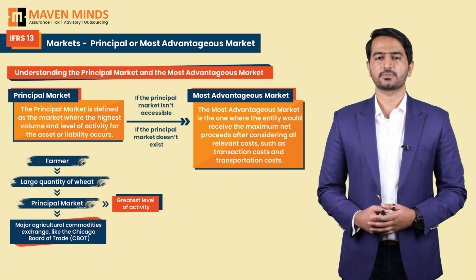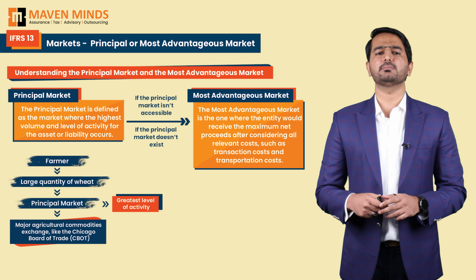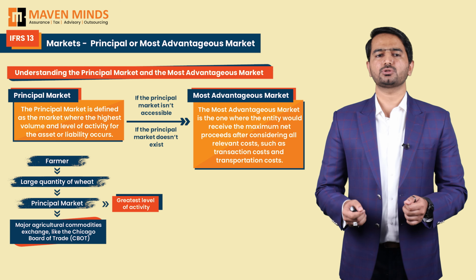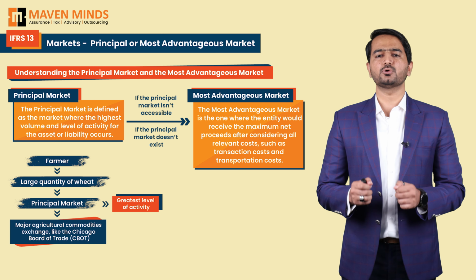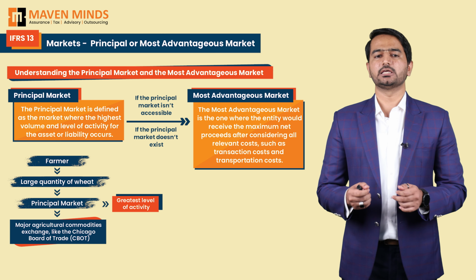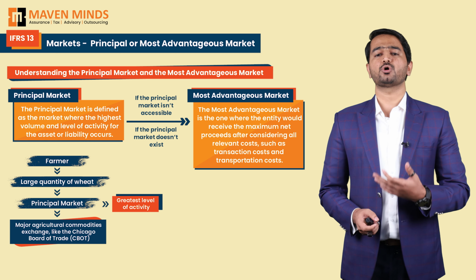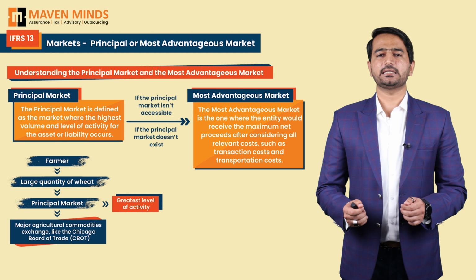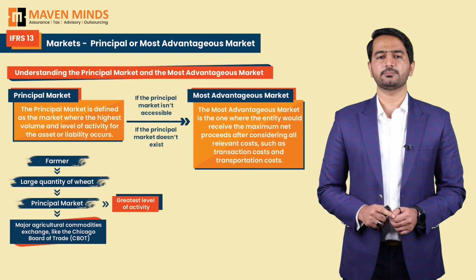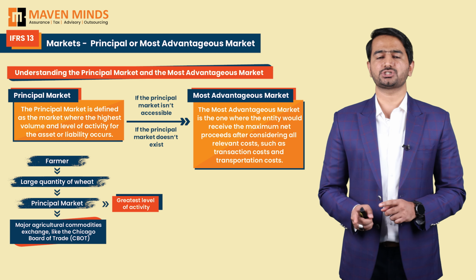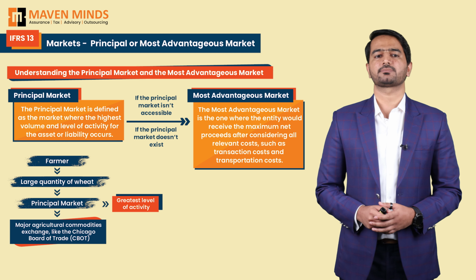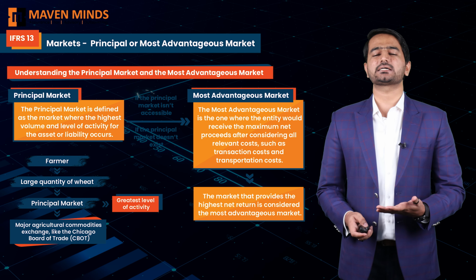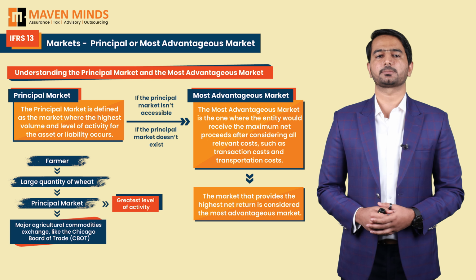In financial terms, if a company is selling a product in multiple regions like Asia, Africa, or Europe, and there is not a dominant market where the most transactions take place, they would look at the market which offers the best net returns. This is done by taking the fair value in each market and deducting the transaction cost and the transportation cost. The market that provides the highest net return is considered the most advantageous market.